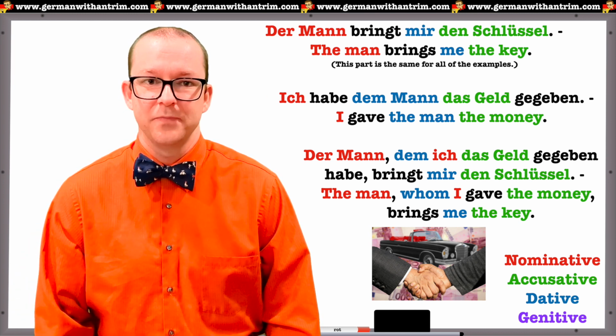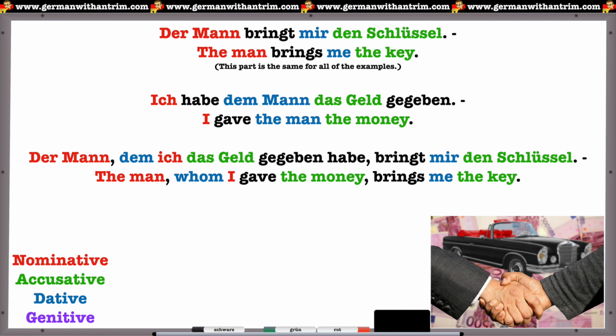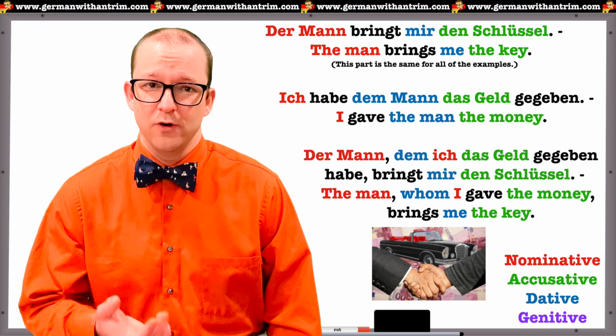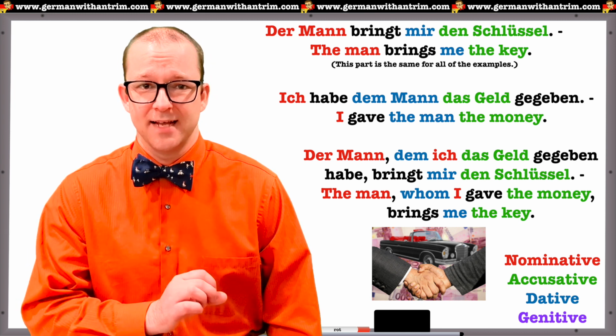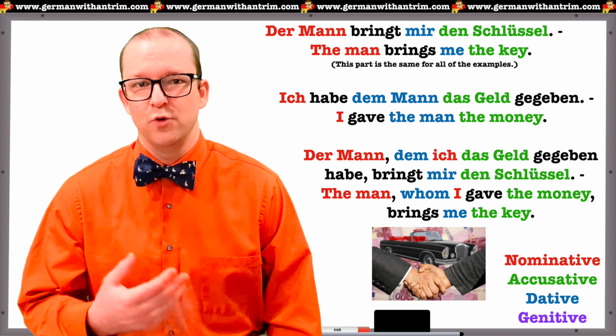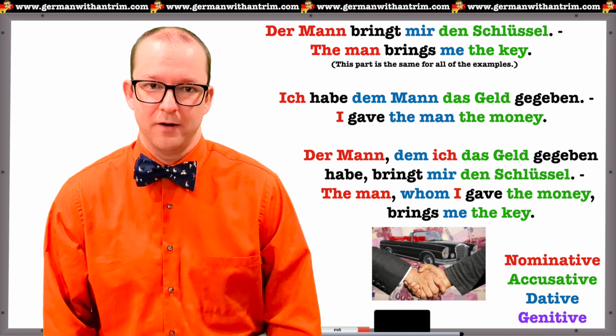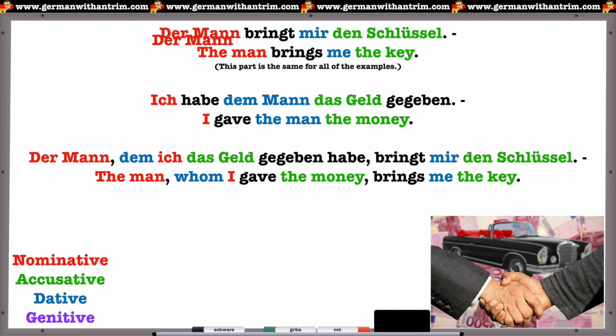The split version would be, Der Mann bringt mir den Schlüssel. The man brings me the key. Ich habe dem Mann das Geld gegeben. I gave the man the money. We use the same logic as before in this sentence. The man in the second sentence is used in the dative case, so we use the dative version of the relative pronoun. Just move the article to the front of the clause, remove the noun, and move the conjugated verb to the end of the clause. Der Mann, dem ich das Geld gegeben habe, bringt mir den Schlüssel. The man, whom I gave the money, brings me the key.